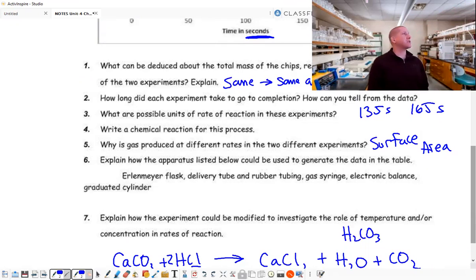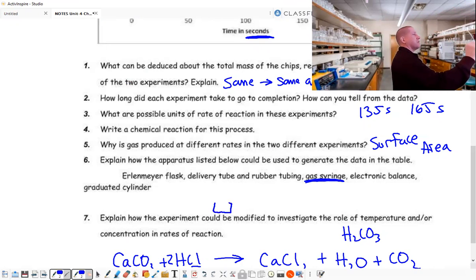Explain how the apparatus listed below could be used to generate the data in the table. An Erlenmeyer flask. Normally we would have done this lab already, which is part of the problem, although I'm not sure. Did you guys do the bark test last year? We may have done the bark test, but we collected it a little differently. The Erlenmeyer flask is the one, remember, that has the smaller top than bottom.